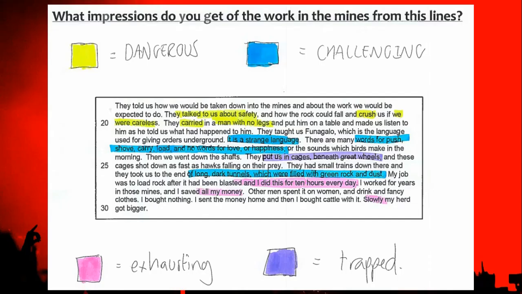So here's mine. I'm not going to go through all of it, but the yellow is the impressions I get of it being dangerous. I would say the blue are the parts where I think it's challenging. The purple is where I think the men are being portrayed as being trapped, and the pinky colour is the impression I get that the work is exhausting.